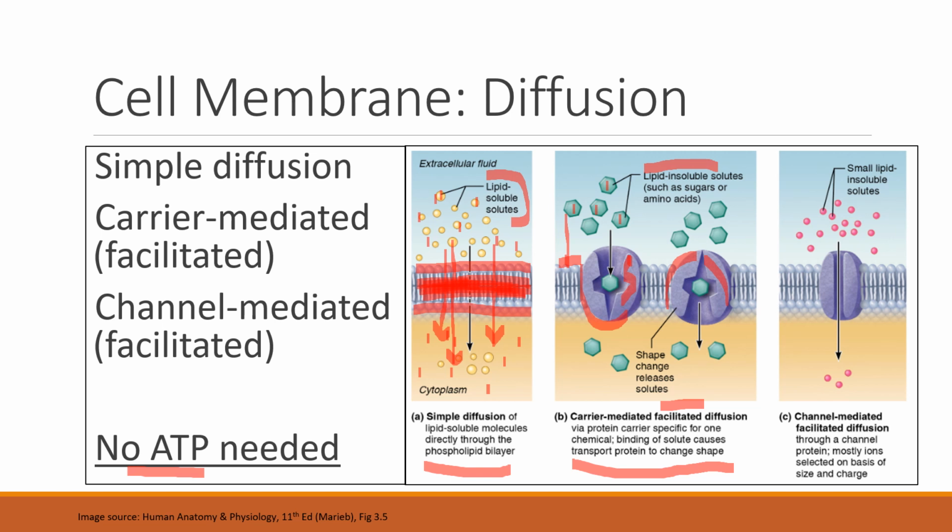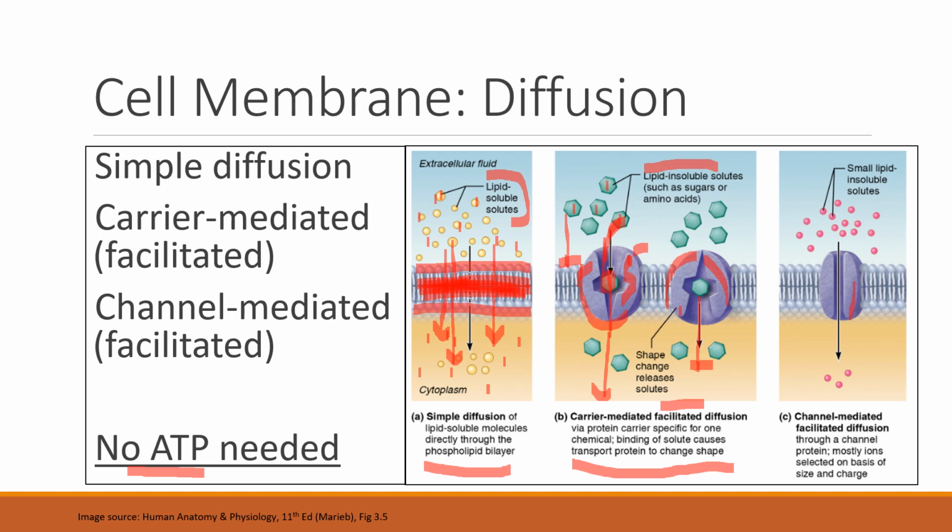Well, one way is that it can use this protein carrier. I'm sorry, not a channel, it's a carrier, not a channel. This one over here is a channel. But anyway, it can use this protein carrier. It'll go into the carrier, and once it goes in there, that will trigger the shape of the protein to change and push the molecule through. Then it'll go back to the original shape, take another one, and help get it through. Carrier-mediated facilitated diffusion.